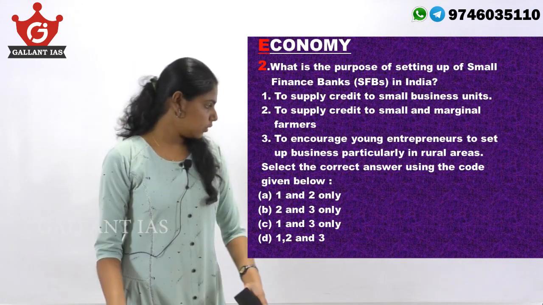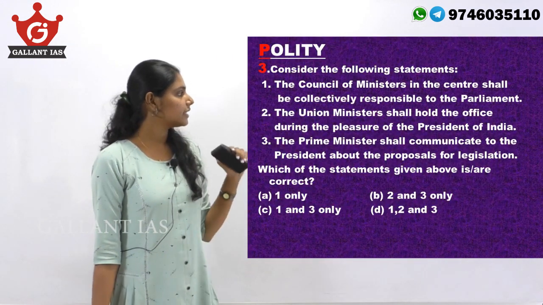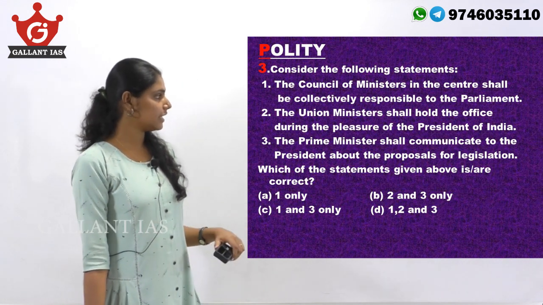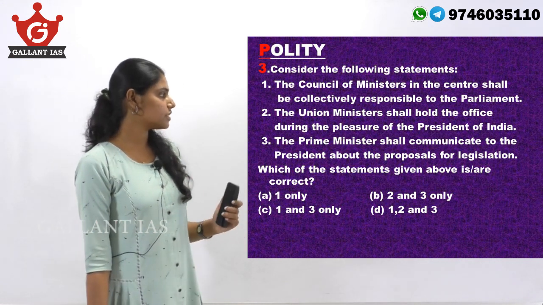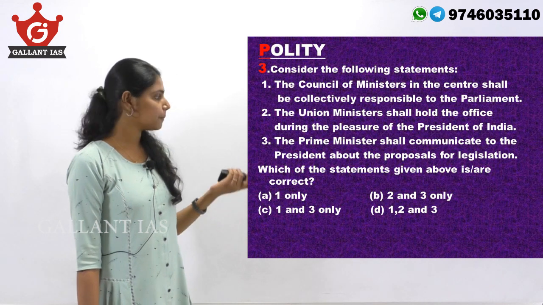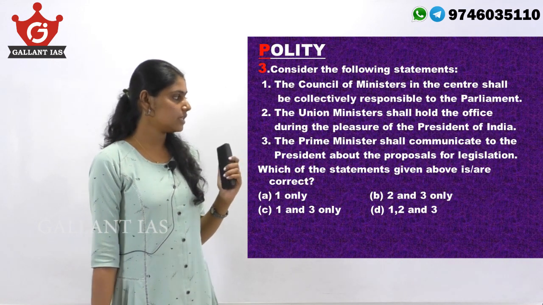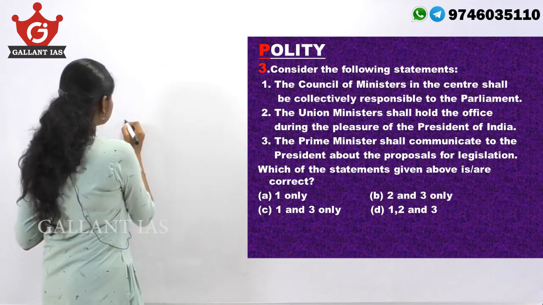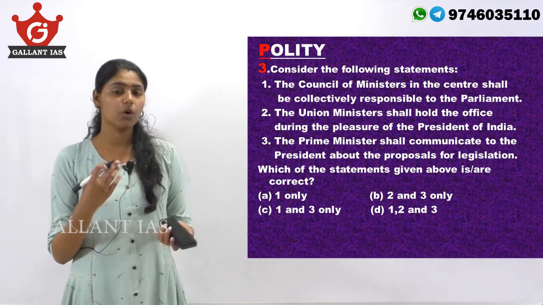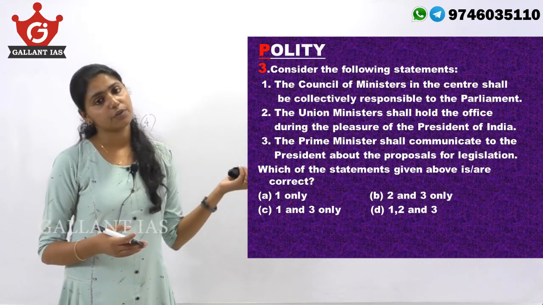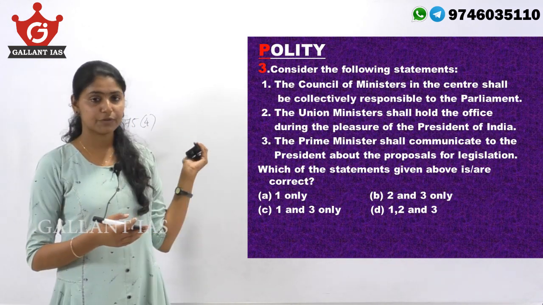Okay, so let's move on to the third question from polity. Consider the following statements. Statement 1: The Council of Ministers at the Centre shall be collectively responsible to the Parliament. Statement 2: The Union Ministers shall hold the office during the pleasure of the President of India. And statement 3: The Prime Minister shall communicate to the President proposals for legislation. In Article 75 Clause 4, it says that the Union Ministers hold office during the pleasure of the President of India. So statement 2 is actually right, which is mentioned in Article 75 Clause 4.